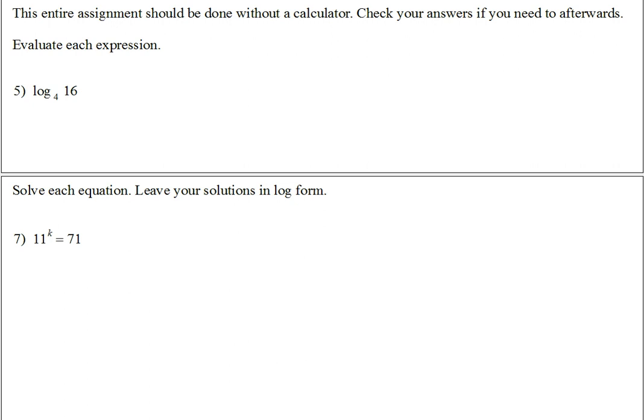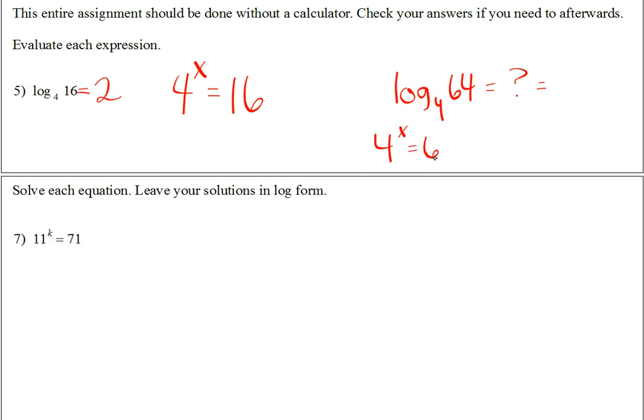All right, next we've got log base 4 of 16. That's saying, what power do I raise 4 to get 16? Surprise, surprise, the answer is 2. But what if I had something like log base 4 of 64? What does that equal? 4 to what power equals 64? We know 4 to the second power is 16. If I multiply that by 4 again, I'm going to get 64. So the answer to that would be 3. As the answer gets larger and larger, that number, which we call the argument, 64, gets really big.